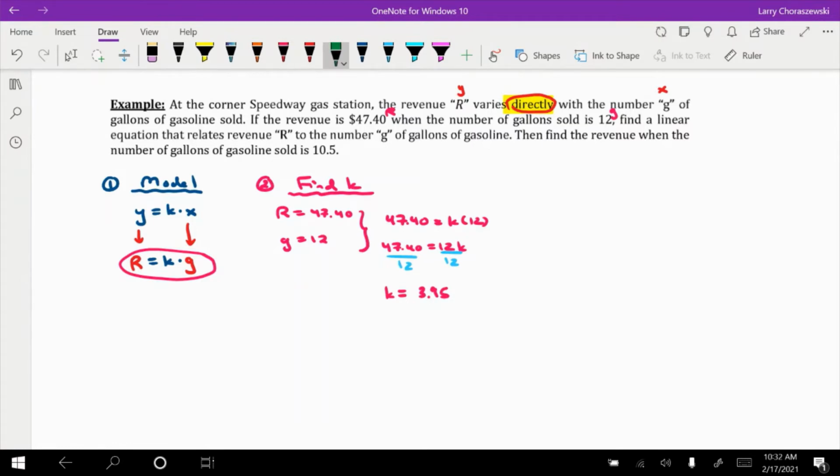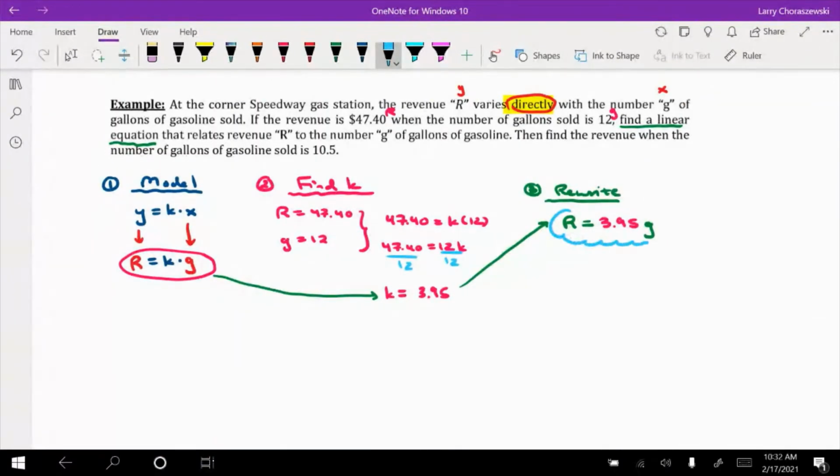All right, let's move on to step 3, the rewrite step. So we'll use this modified version of our model along with our newly found value of K. We'll have R equals 3.95 G. So this part of the instructions where it says find a linear equation that relates R to G is satisfied after doing step 3.